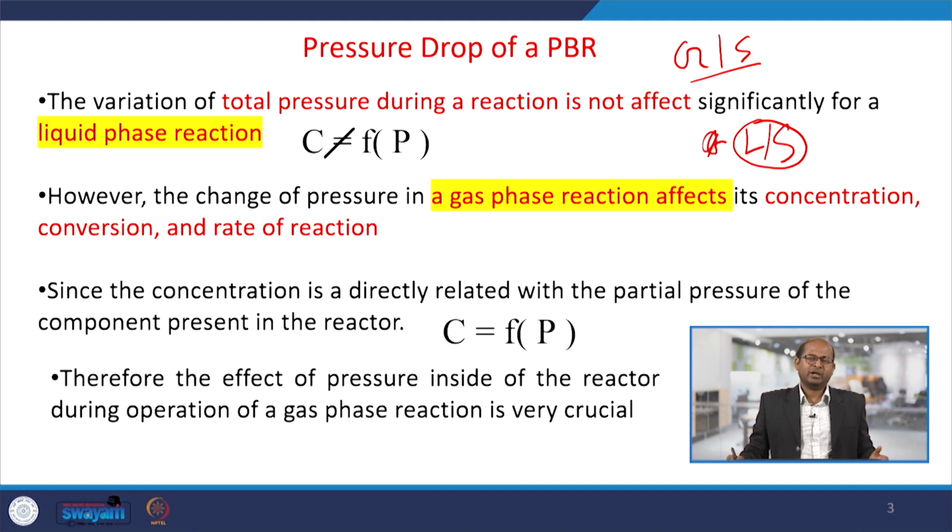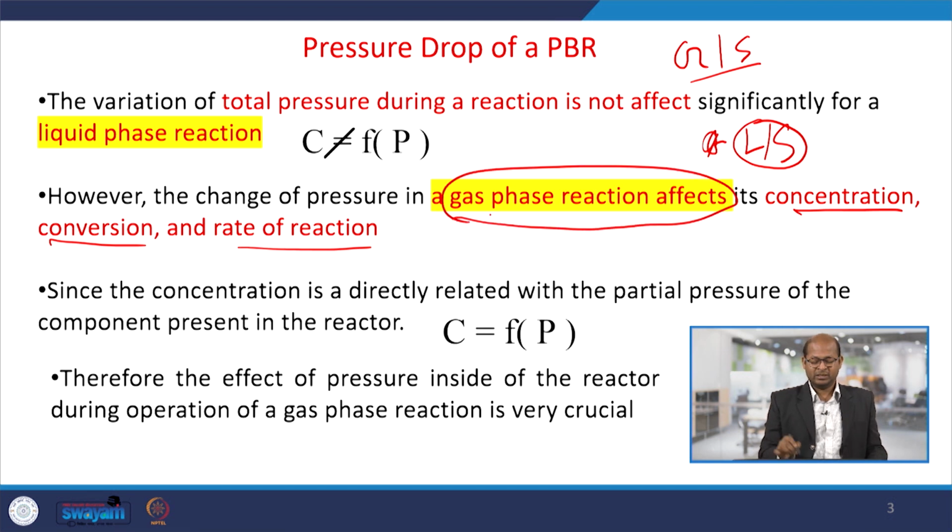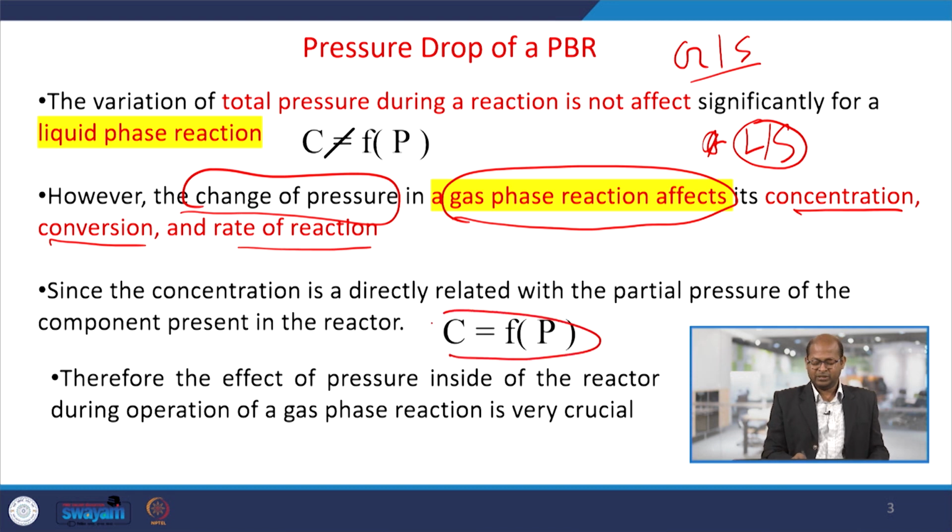When we conduct that type of reaction, it would affect the concentrations, conversions as well as the rate of the reactions. If it is a gas phase reaction, the pressure changes, meaning pressure as a function of concentration; if there is a change in the pressure inside the reactor, then that would overall affect the conversion as well as the concentrations, rate of reactions, everything. That is what we will study.